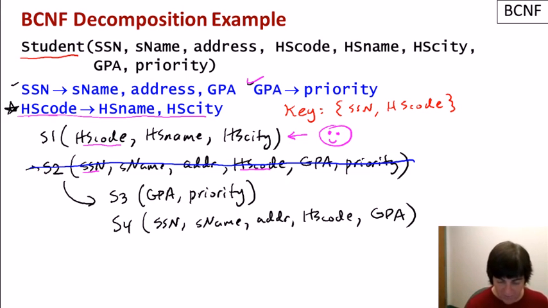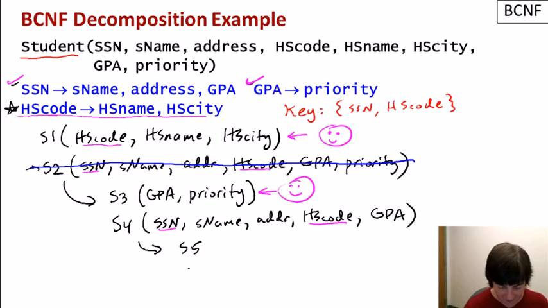S3 now just has one functional dependency that applies, and the left-hand side is now a key. And so now we're done with S3. It's in Boyce-Codd normal form, but we're not done yet with S4. S4 still has Social Security number and high school code as its key, and so we still have a violating functional dependency, so let's decompose S4 further.